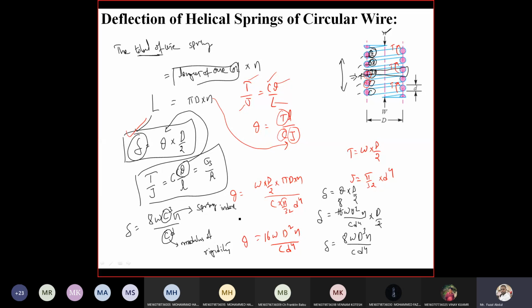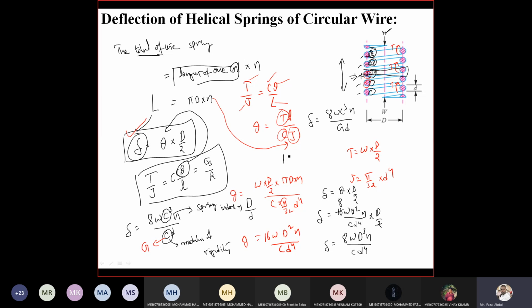What is spring index? The spring index is nothing but the ratio of capital D to small d. Don't get confused. If you are getting confused, instead of writing the C for modulus of rigidity, you can also write it as G. Okay. So now this equation is: axial deflection equals 8 W C cube into N by G into D.